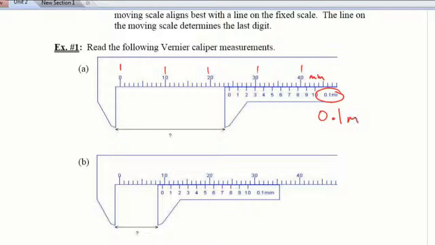So this is 0.1 millimeters. That's going to give us a tenth of a millimeter, which is way more accuracy than we'd get out of a tape measure or a ruler. So that's kind of the advantage here.